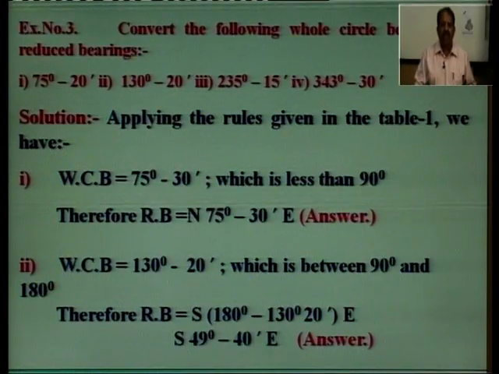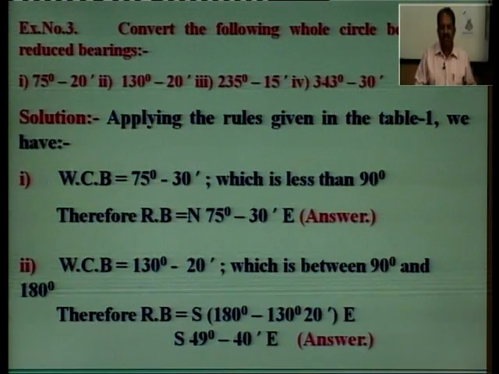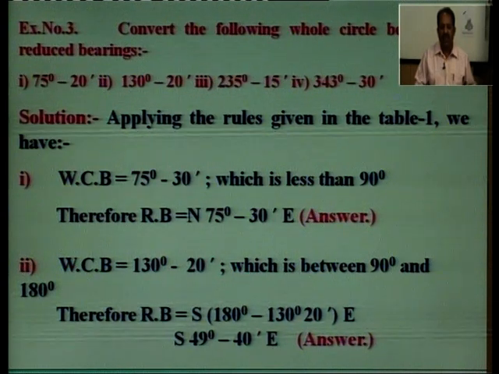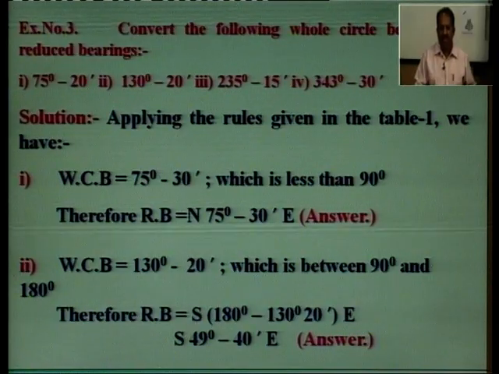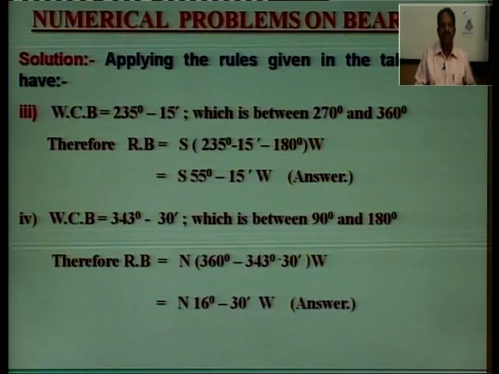Another example: convert the following whole circle bearings into reduced bearings. In this case, it will be very easy if we draw sketches, or we can use the table which we have just seen. Whole circle bearing is 75 degrees 30 minutes, which is less than 90 degrees. So, reduced bearing is north 75 degrees 30 minutes east. This will become very easy if we use the diagram. In the second case, whole circle bearing is 130 degrees 20 minutes, which is between 90 degrees and 180 degrees. So, reduced bearing comes out to be south 49 degrees 40 minutes east.